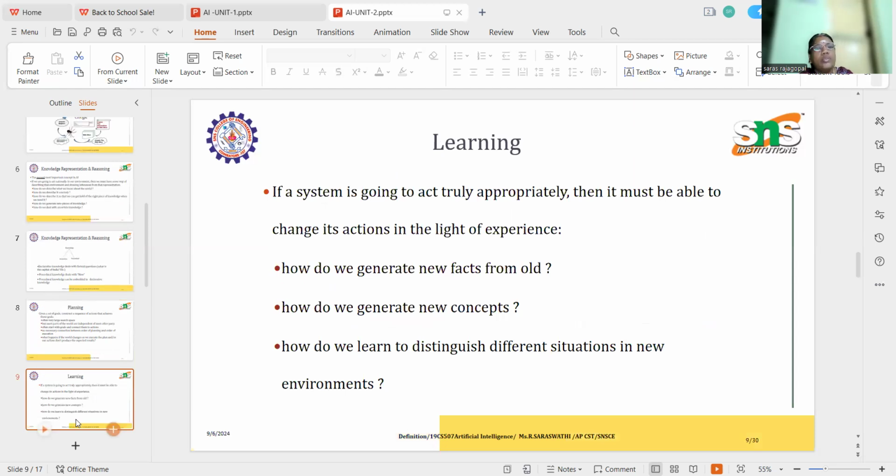Learning. If the system is going to act truly appropriately, then it must be able to change its actions in the light of experience. How do we generate new facts from old? How do we generate new concepts? How do we learn to distinguish different situations in a new environment?